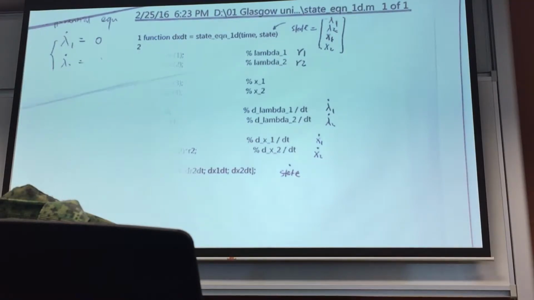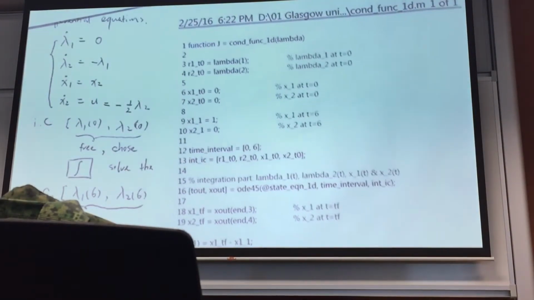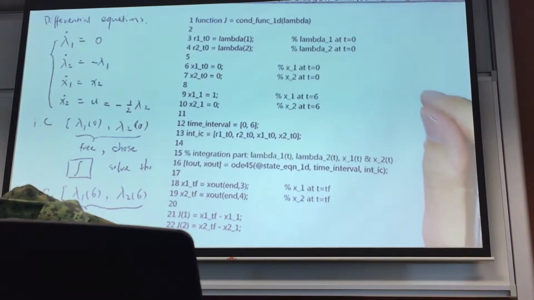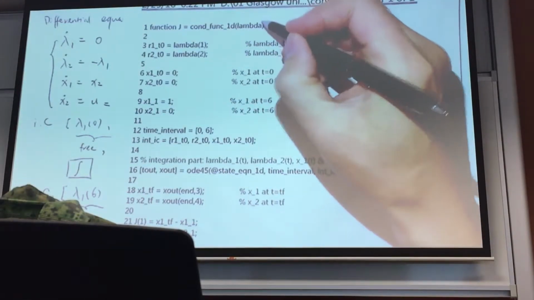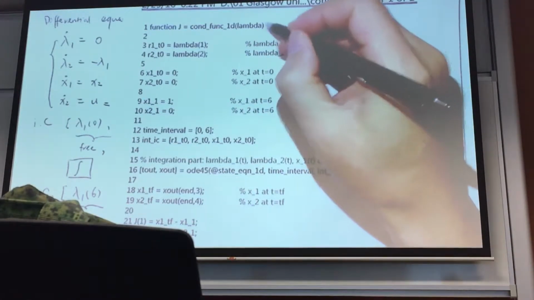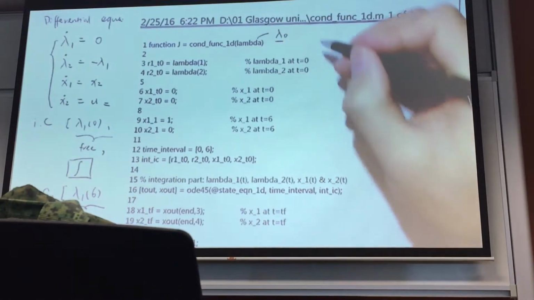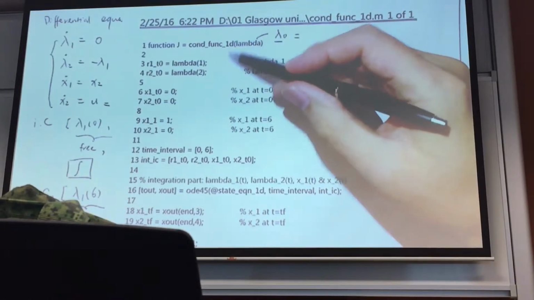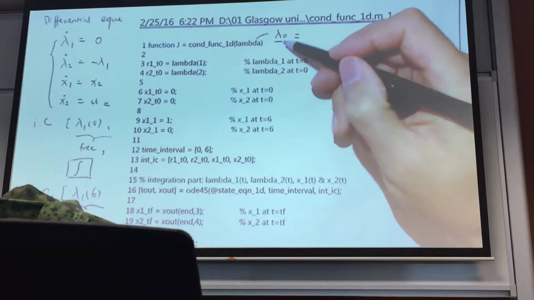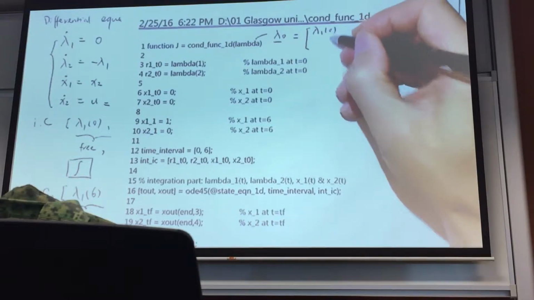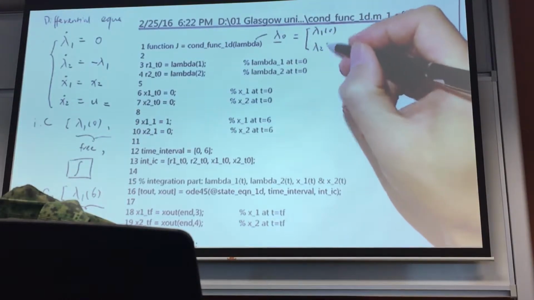The second function is to check different initial conditions and compare with the final condition. Here, the input is lambda 0, because I want to try different initial values for lambda. This is also a vector, given by lambda 1 0, lambda 2 0.